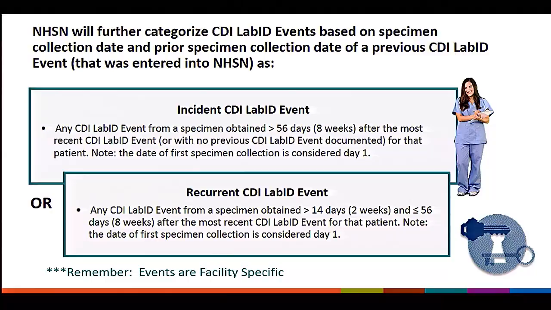There are actually two categories assigned, two levels of categorization assigned to each LabID event. During the analysis of your C. difficile events, the incident LabID event or the recurrent LabID event categorization is applied. And I'm not going to get into this very deeply because, again, you're going to hear more about that later on. But the incident event is going to be the first event for the patient for the facility or one that is occurring more than 56 days from a prior positive. And then the recurrent event is going to be an event from a specimen that's greater than 14 days, but less than 57 days from the most recent CDI event.